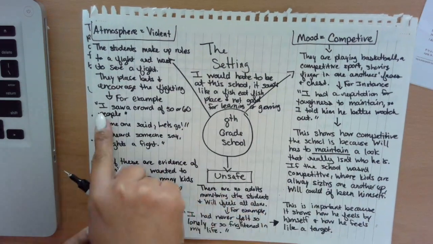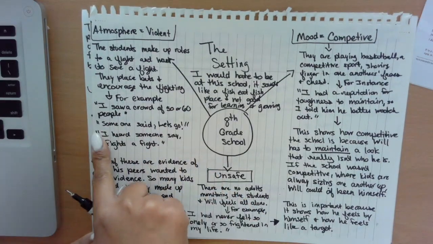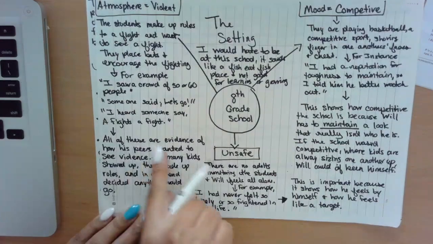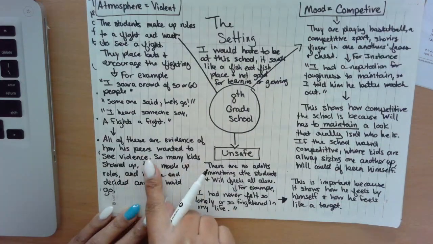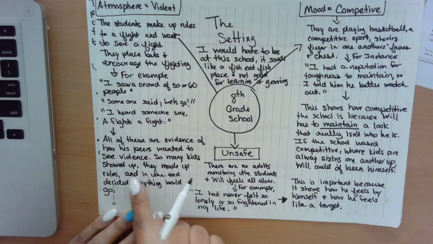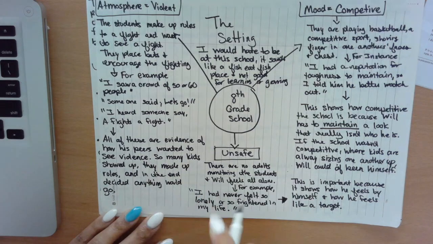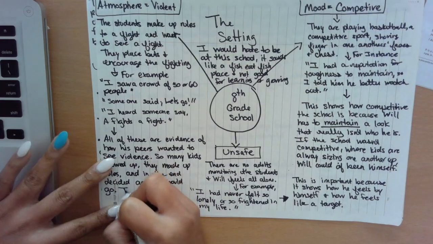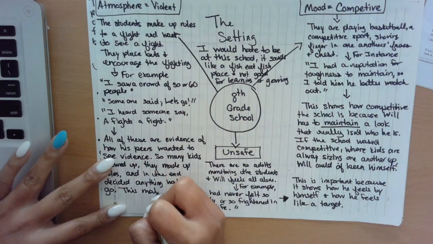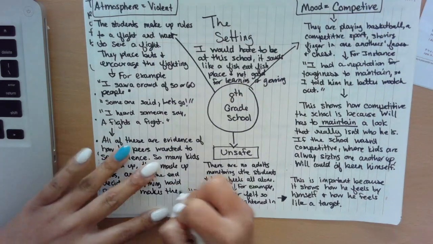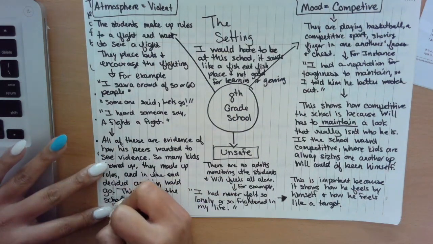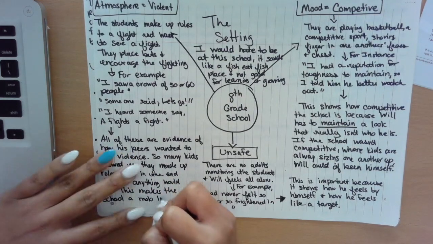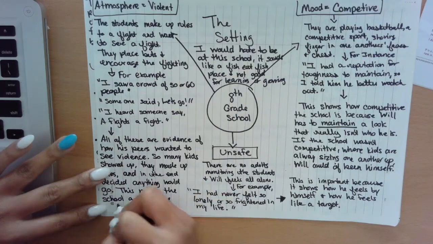For example, I saw a crowd of 50 or 60 people. Someone said, "Let's go." I heard someone say, "A fight is a fight." All of these are evidence of how his peers wanted to see violence. So many kids showed up. They made up rules, and in the end decided anything would go. This makes the school a mob-like place.